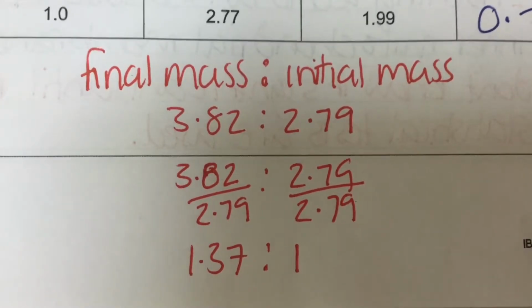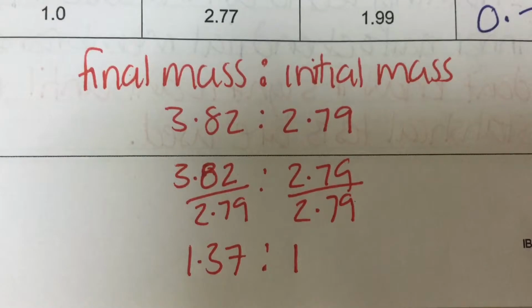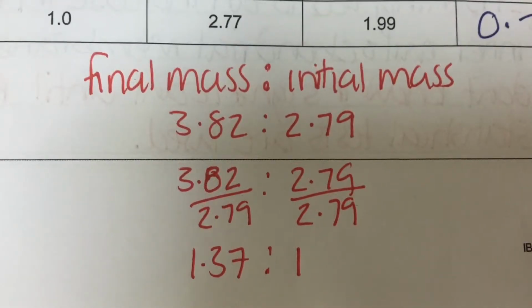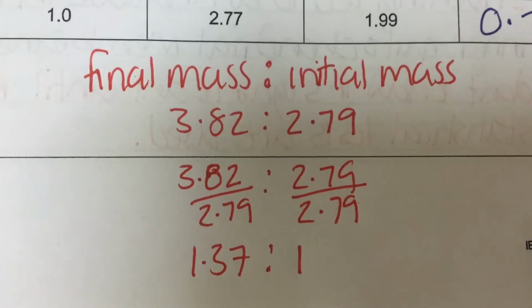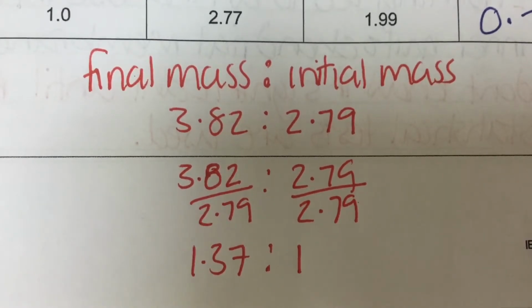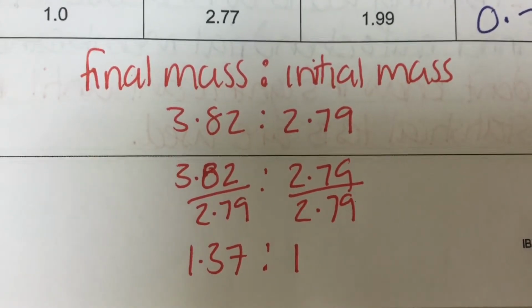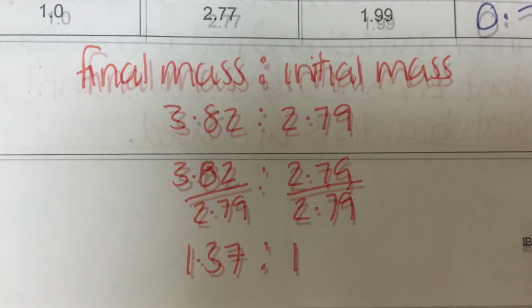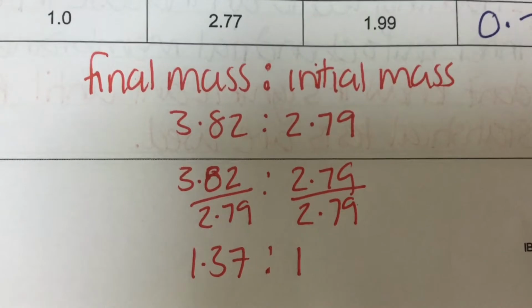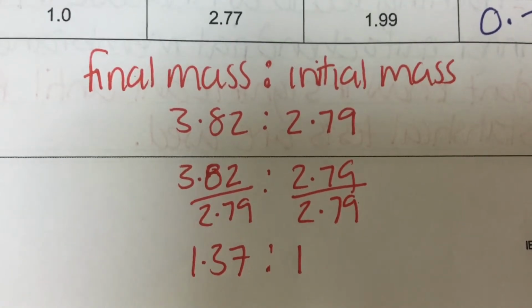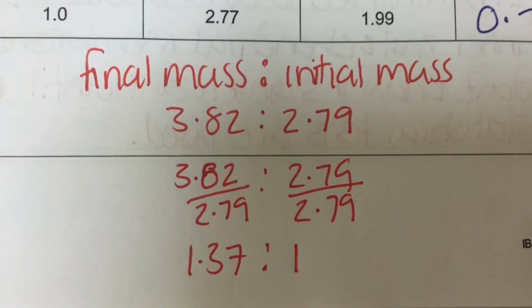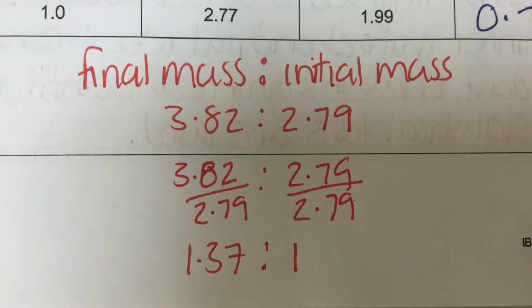A ratio is always expressed as something to 1. So to get that 1, what we do is we divide the small number by itself. So if we take the first example, we've got a final mass of 3.82 and an initial mass of 2.79. Let's divide the smallest number by itself, 2.79, and that gives us 1. Then we have to divide the other side by 2.79 because it's a ratio. So that gives us 1.37 to 1.